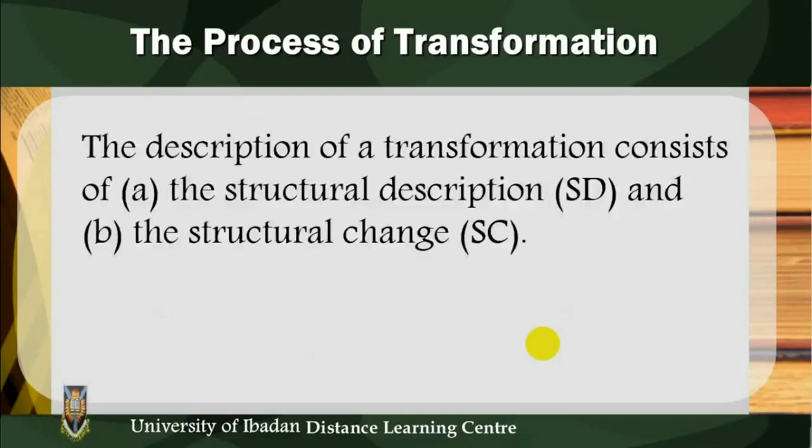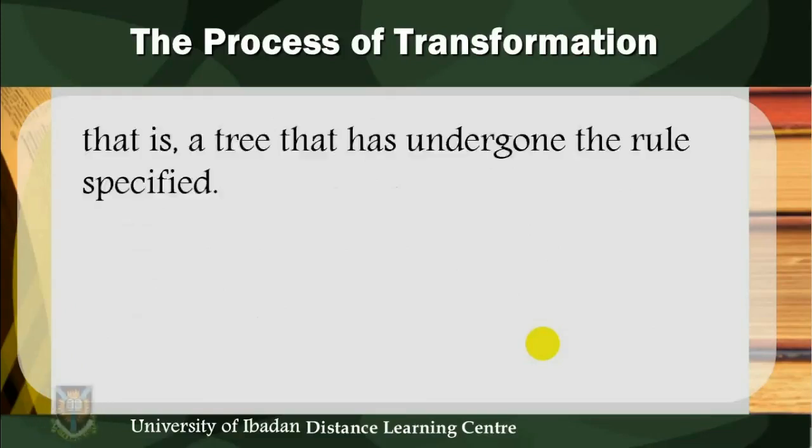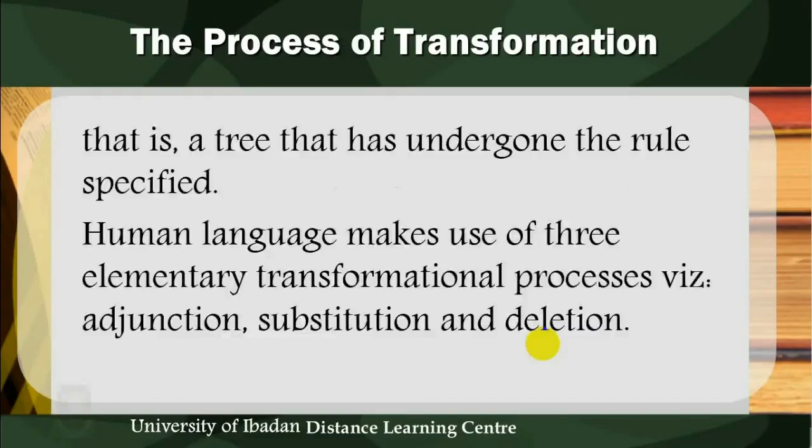The description of a transformation consists of A, the structural description, SD, and B, the structural change, SC. The structural description specifies which trees are to be affected by the rule, the input trees, corresponding to the deep structure, while the structural change associates each input tree with an output tree, that is, a tree that has undergone the rule specified. Human language makes use of three elementary transformational processes: adjunction, substitution, and deletion.